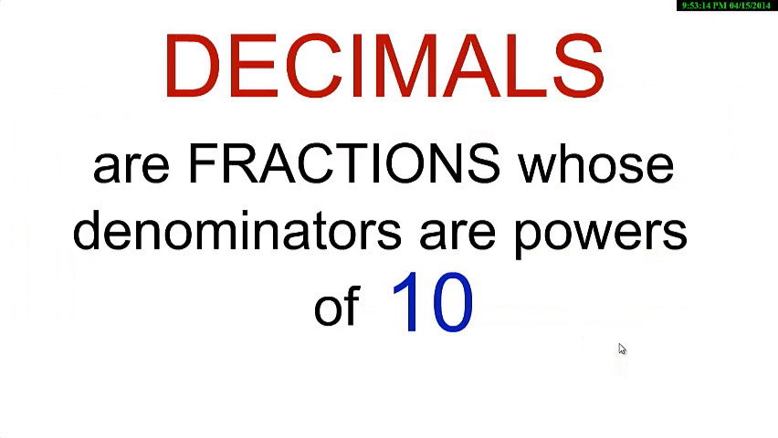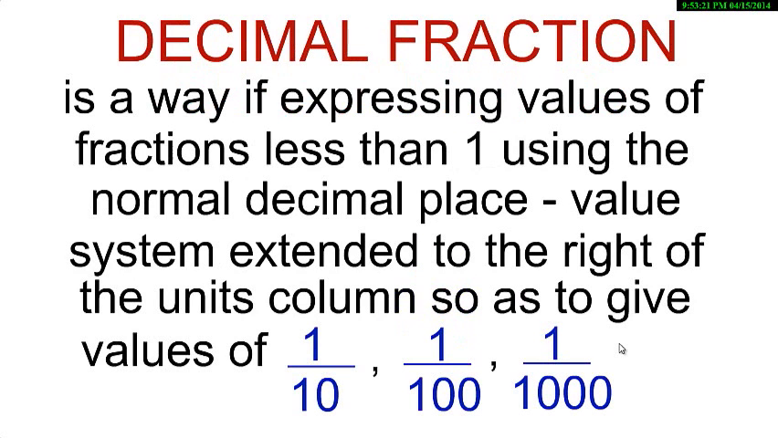Remember, decimals are fractions whose denominators are powers of 10. A decimal fraction is a way of expressing values of fractions less than 1 using the normal decimal place value system extended to the right of the units column or units house so as to give values of 1 by 10, 1 by 100, 1 by 1000 and so on.